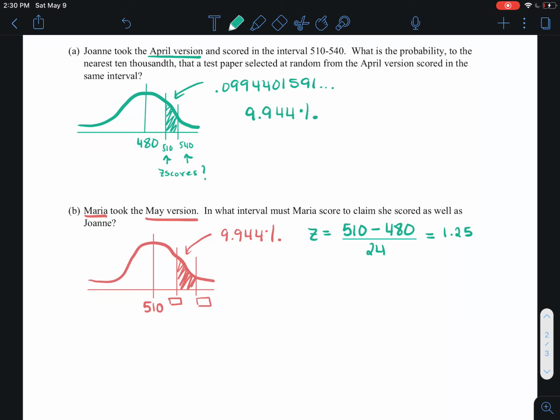So now I know that the 510 had a z-score, I'll add that in over here, of 1.25, which just means it's 1 1/4 standard deviations above the average of 480. Now let's look at her other score of 540. If I take 540 as the score minus the average of 480, and divide that by the standard deviation of 24, you get the value of 2.5. So the 540 was 2.5 standard deviations above the mean. Now we know the exact interval based on z-scores of Joanne's scoring on the April version.